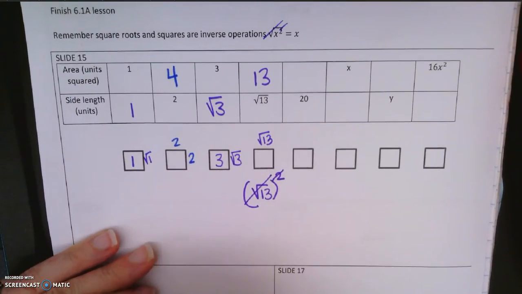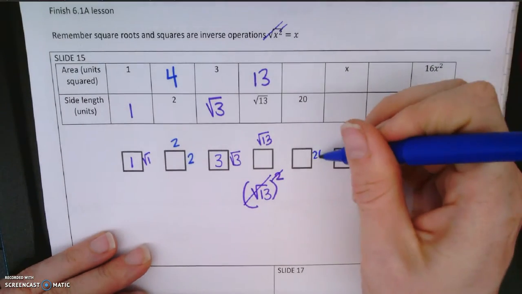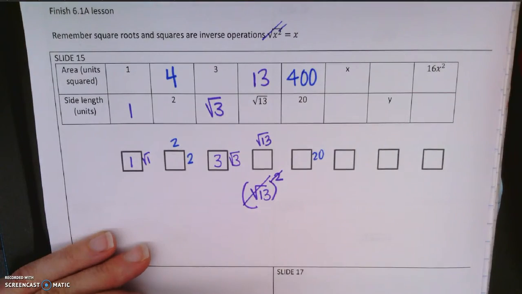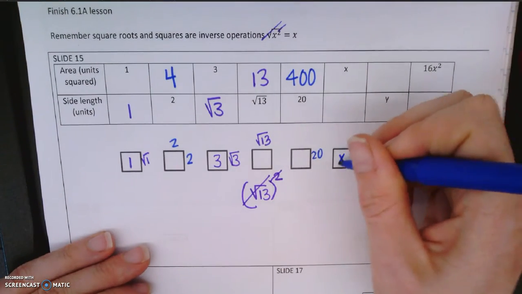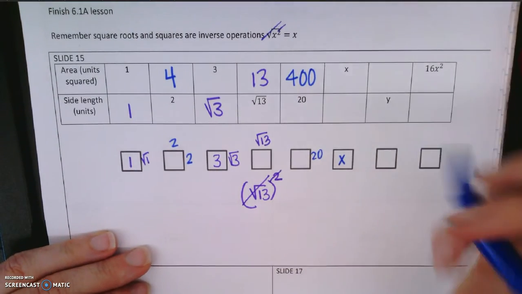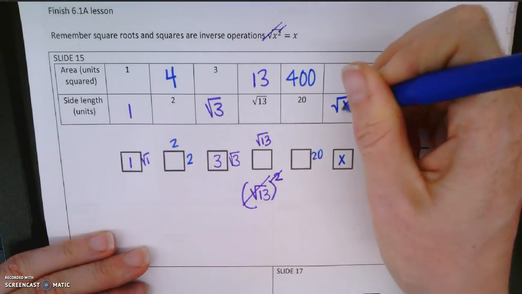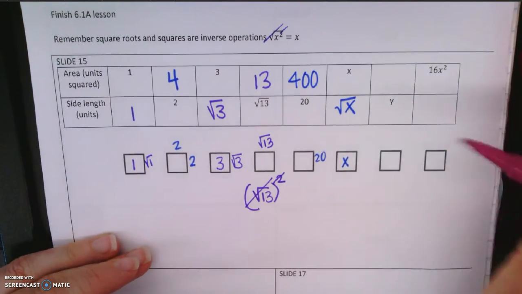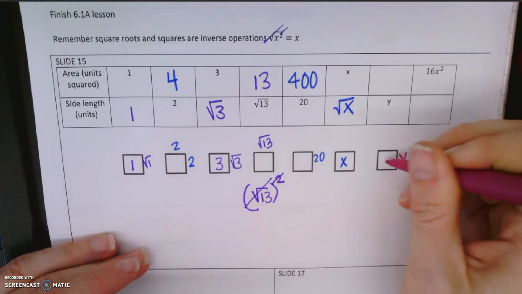Wonderful. Taking a look, your side length is 20. What does that mean for your area? 400 square units. Your area is x. What does that mean for your side length? What do you do to the area to get the side length? Take the square root of the area.